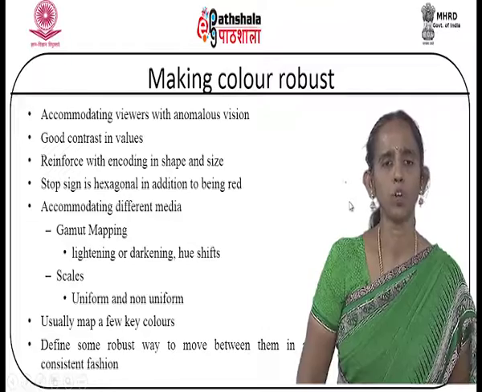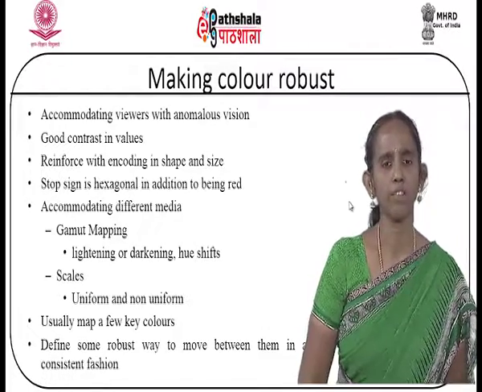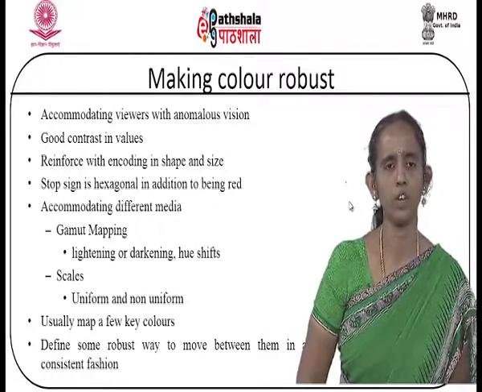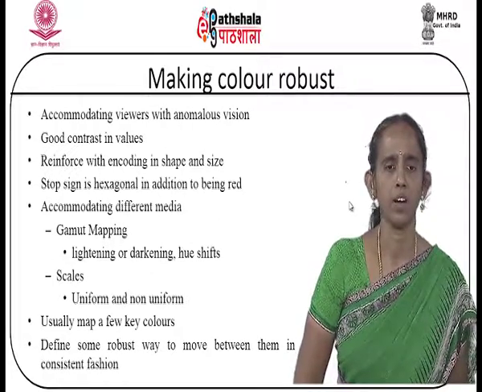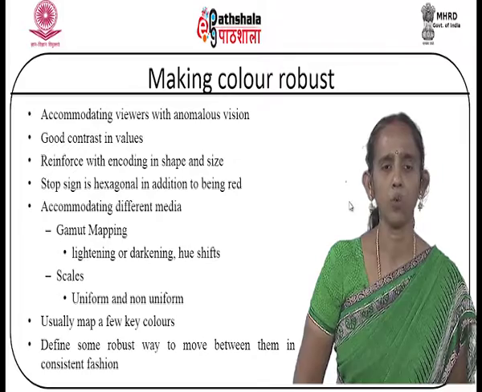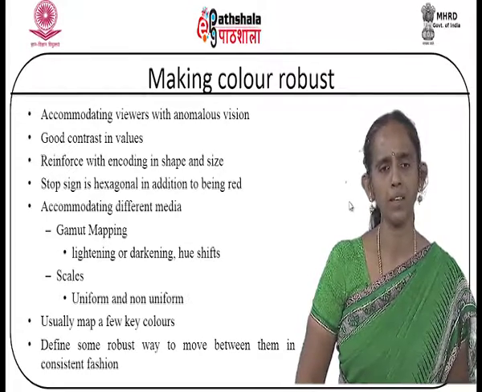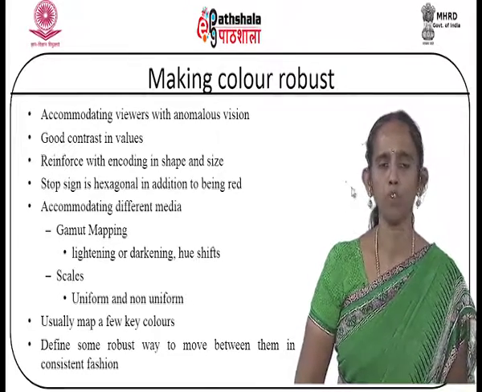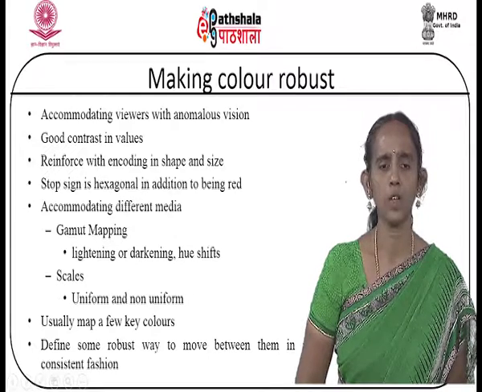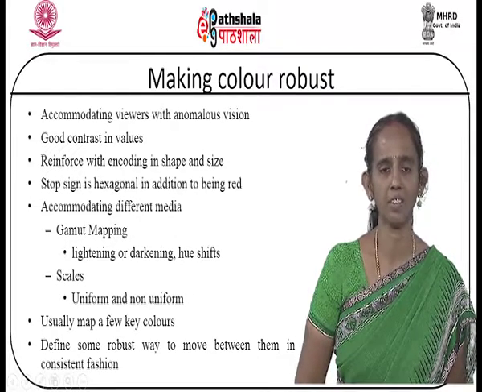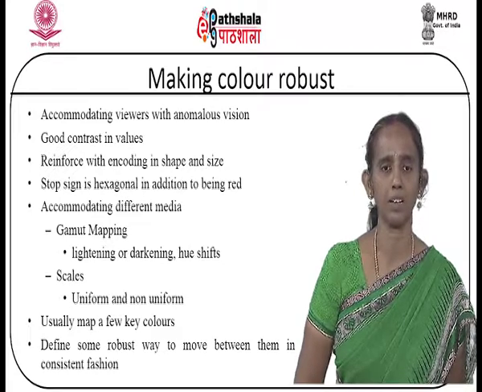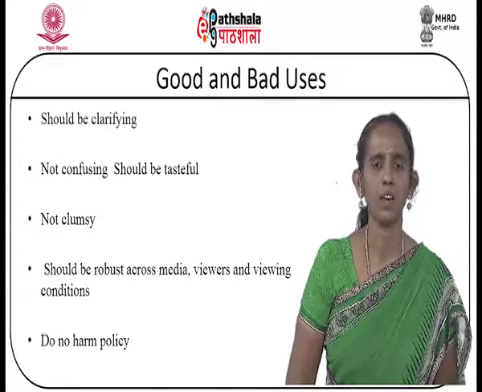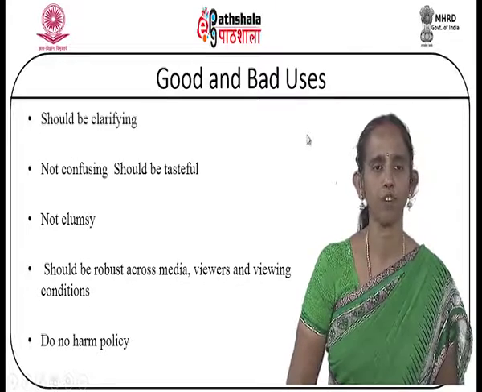To accommodate viewers with anomalous vision, we need to have good contrast values. We need to reinforce with encoding in shape and size. And to accommodate different media, we need to look at gamut mapping, and scales should be uniform and non-uniform. Usually we map a very few key colors, and we also define some robust way to move between them in a consistent fashion.